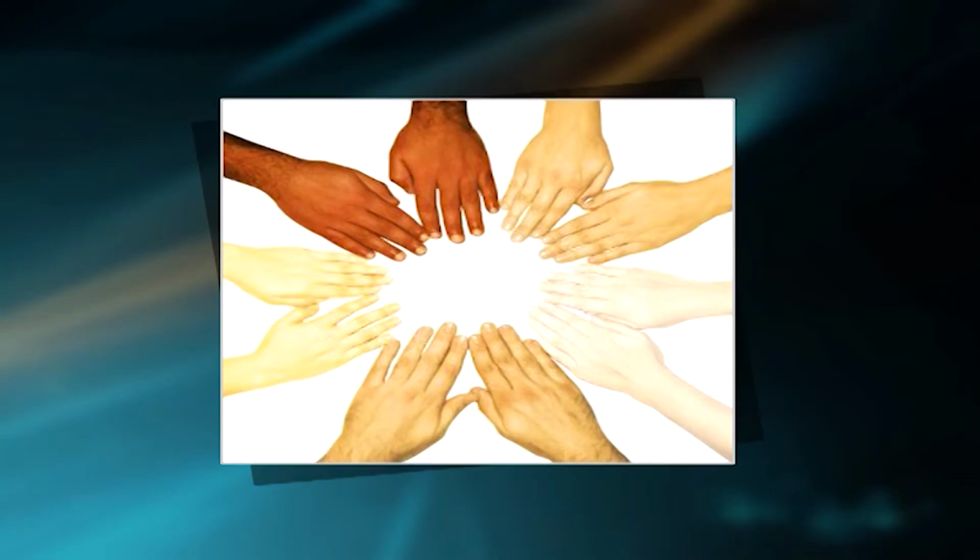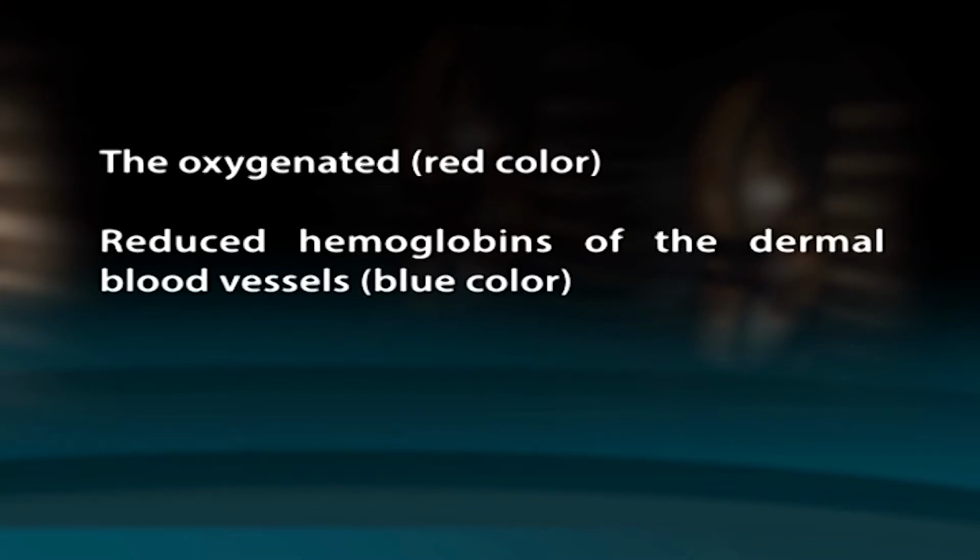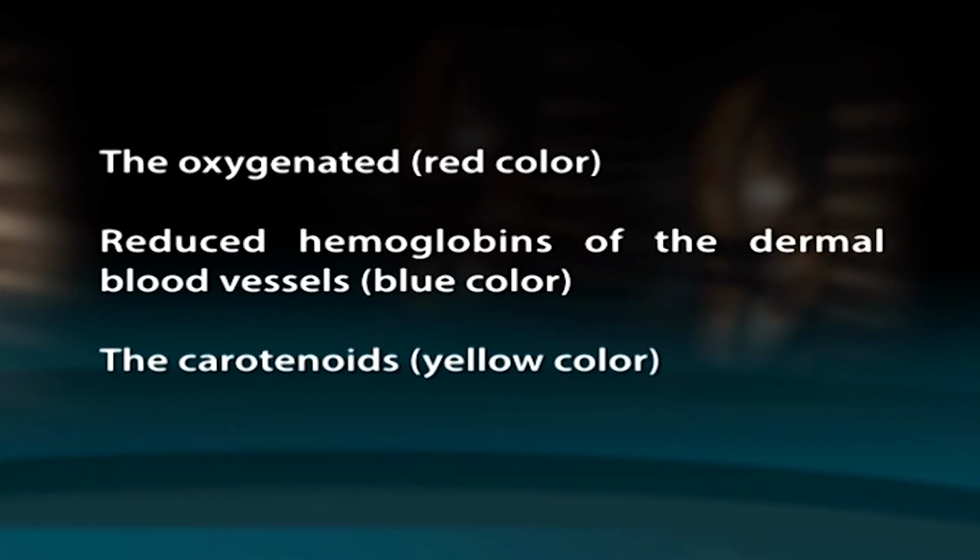The visual appearance of human skin is determined by four major pigments: the oxygenated hemoglobin, which is red in color, and the reduced hemoglobin of the dermal blood vessels, which is blue in color, the carotenoids, yellow in color, and melanin. Melanin is found primarily in the epidermis. If melanin is present in sufficient concentration, it can hide the hemoglobin pigments in the vessels under the layer of epidermis.